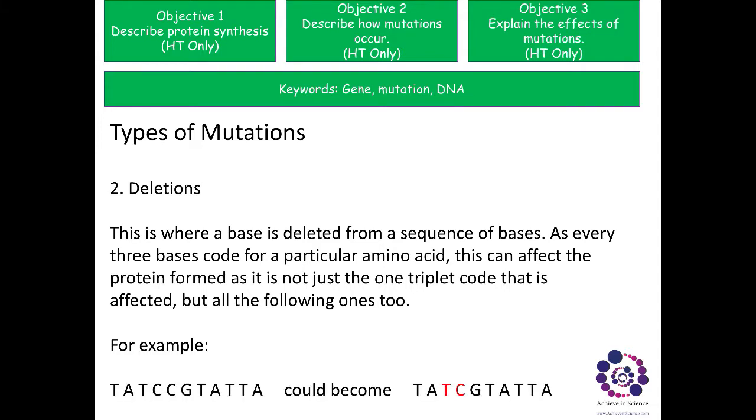So for example, we've got the same code. This time, the C has been removed. So again, the TAT is unaffected, but every following triplet code is affected.